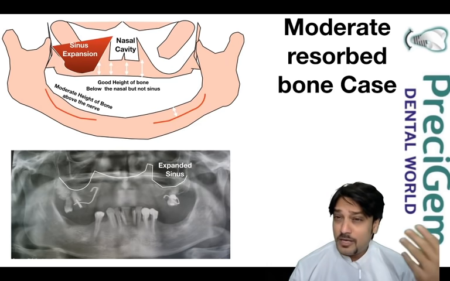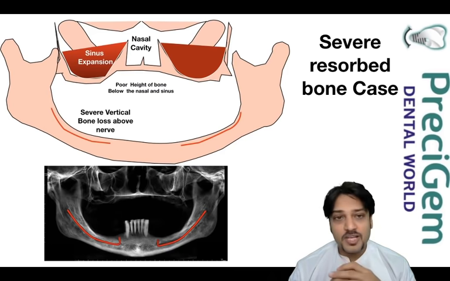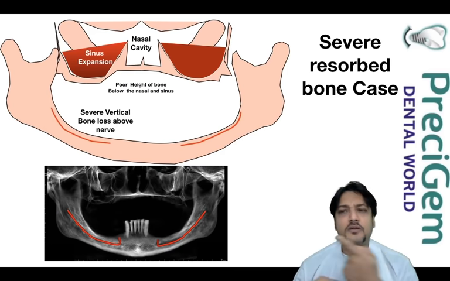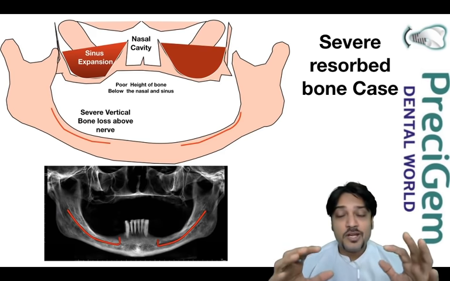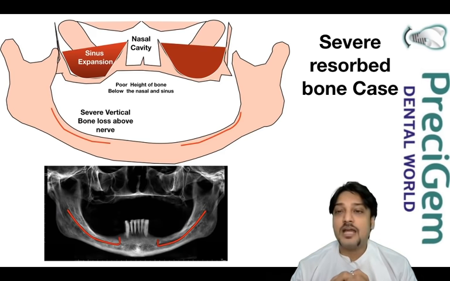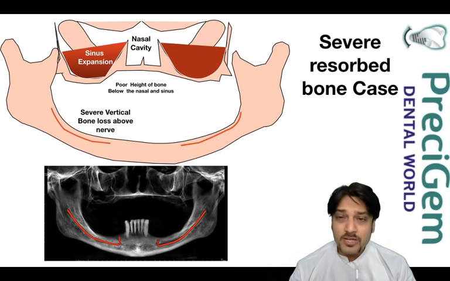Now let me tell you what severely resorbed bone cases are. Typically you can see the x-ray over here. This is a situation where the patient has been wearing dentures for 15 years, and because of the dentures, as I've told you in my last videos, the patient's bone gets totally resorbed and worn off.